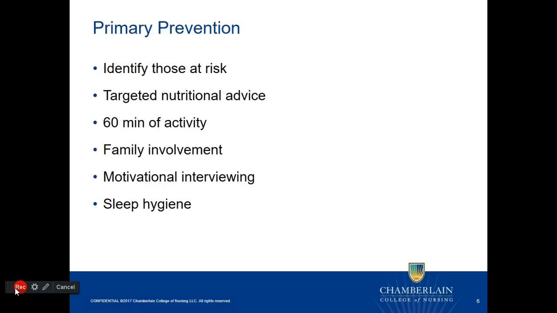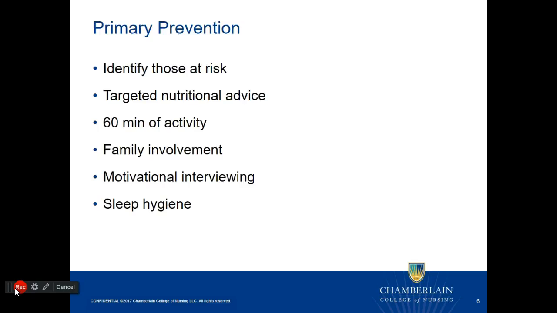Primary prevention of obesity is a triad: identify, food, and activity. Identify those at risk, both adults and children. Calculate BMI at every preventative visit. Adults minimum yearly and children at each preventive visit following the routine schedule.